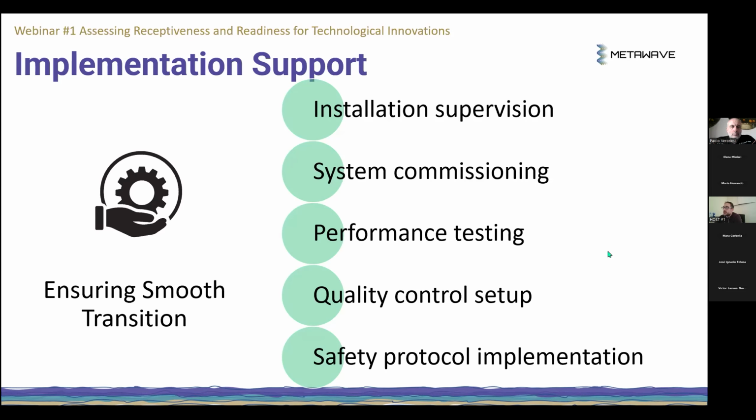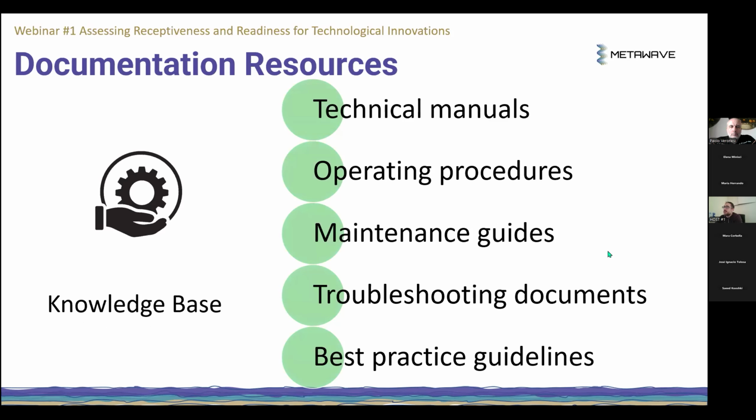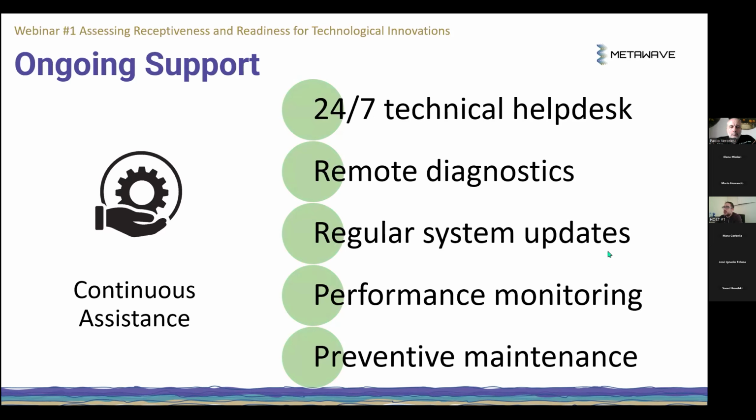Implementation support is about ensuring the smooth transition from an older technology to a new one with performance testing and quality control setups. This is pretty much self-explanatory, having a documentation and a knowledge base to someone that can refer back and forth relating to the operating procedures and maintenance guidance, as long as following the best practice guidelines. And of course, have an ongoing support with the 24/7 technical help desk, remote diagnostics, and any other thing that could provide the continuous assistance to help maintain the system at a working level.